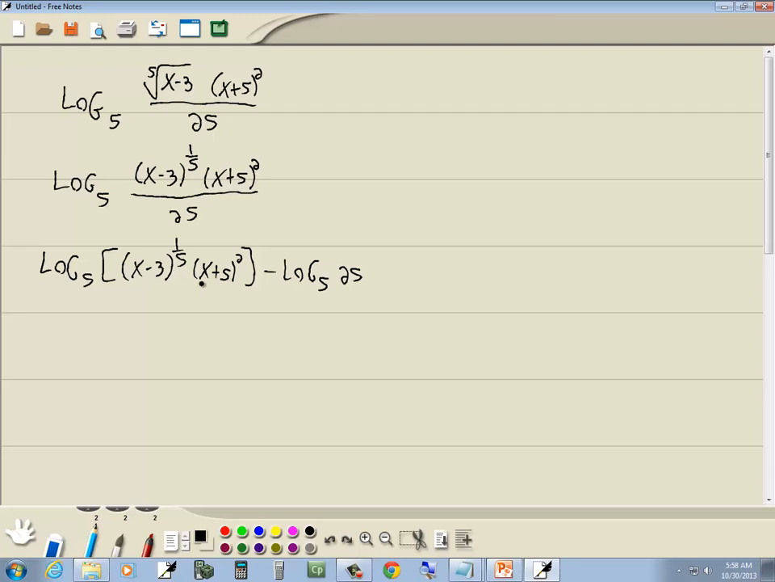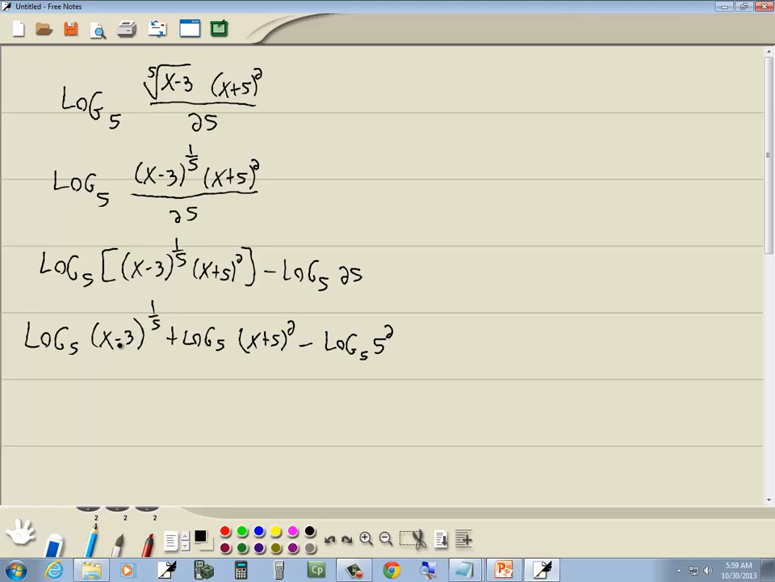25. Okay, now look at what's inside this bracket here. We've got the 1/5 power, we've got the second power, we've got multiplication. The main thing that's happening is multiplication. Multiplication becomes addition. So this will become log of (x minus 3) to the 1/5, plus log of (x plus 5) squared, minus log. Now our base is 5, and we notice that we can rewrite the 25 as 5 squared.